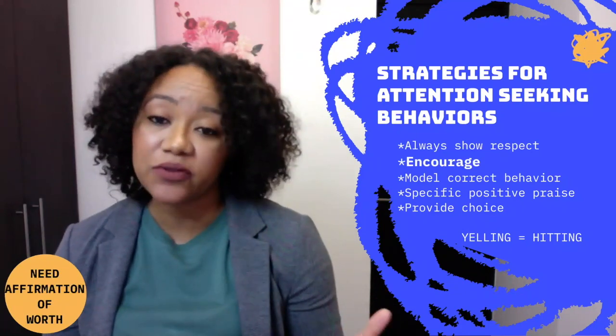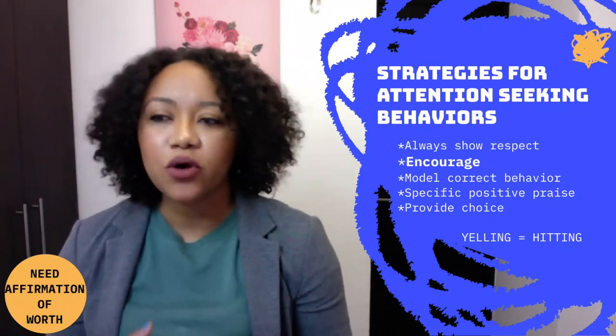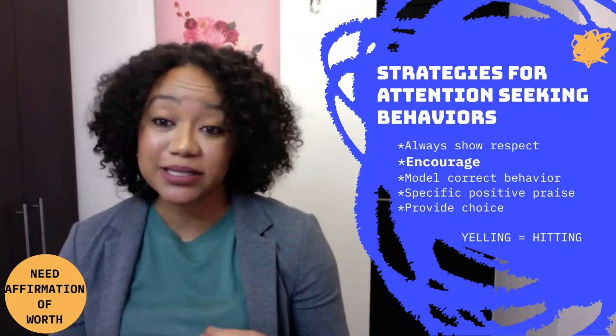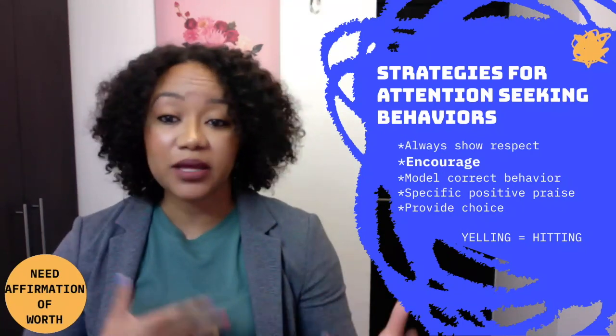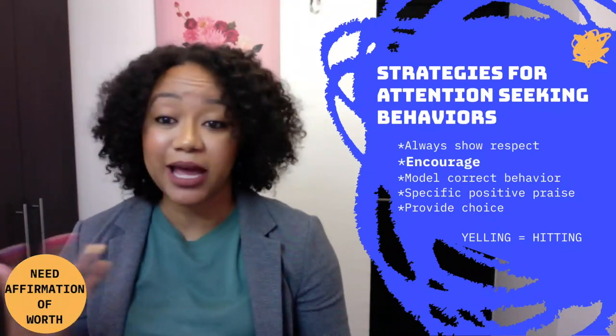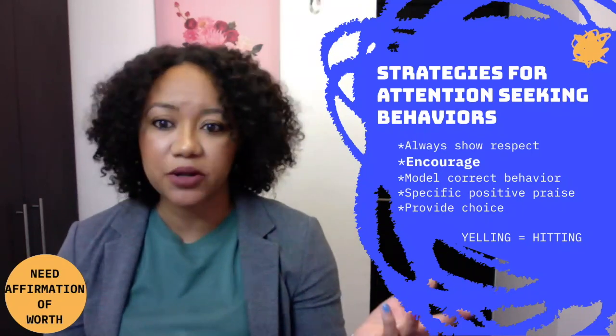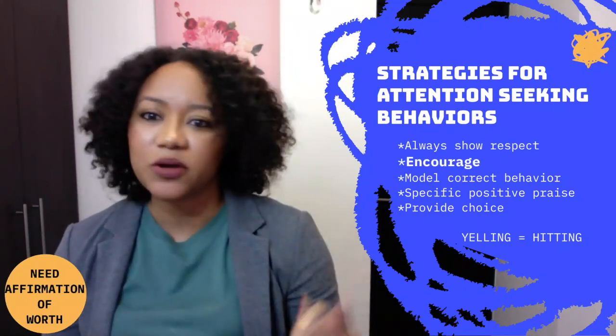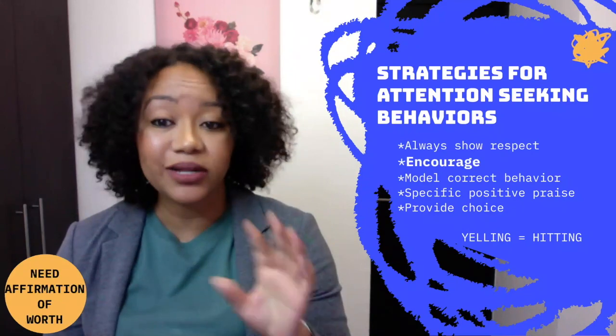So again, strategies for attention-seeking behavior: you want to always show respect, speak kindly to people, and encourage the behavior that you see can be encouraged, or maybe encourage what they're doing that you see has potential for something later. Like if they're drumming on a desk, "You had a great beat." If they're singing really loud, but they're not supposed to be singing right now, let them know they have a beautiful voice, but right now, let's focus on this.